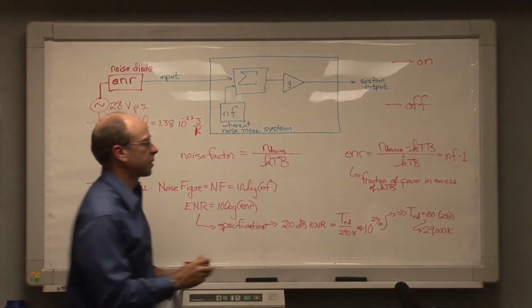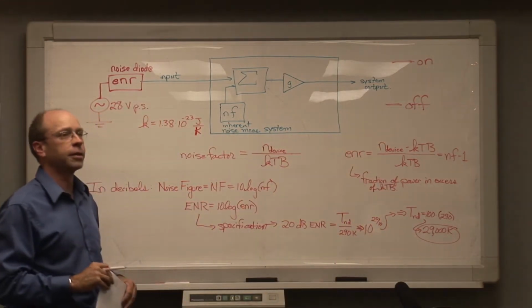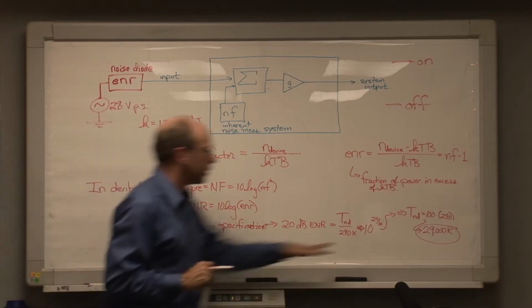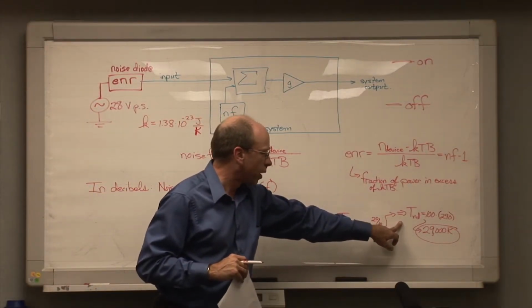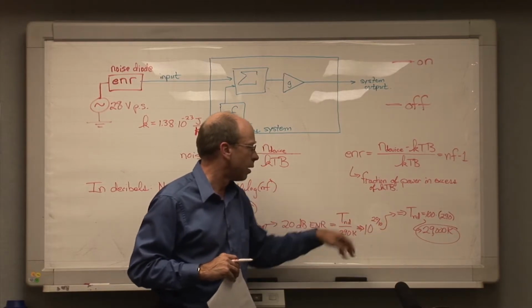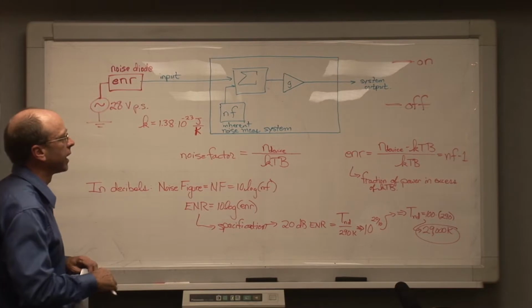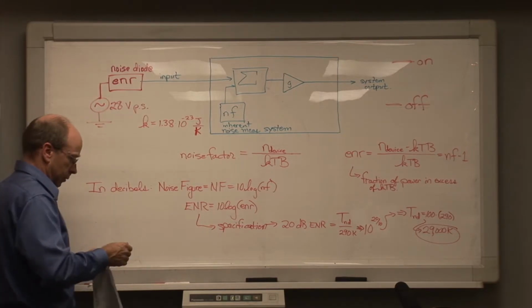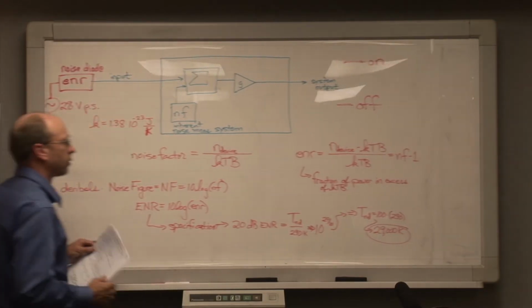29,000. So my point being that you could also see a noise diode specified as a 29,000 degree noise diode. And if you do, you can basically take that quantity divided by room temperature, take 10 log of that, and you'll get the 20 dB ENR or whatever it might be for any given noise diode. So now, forward board.